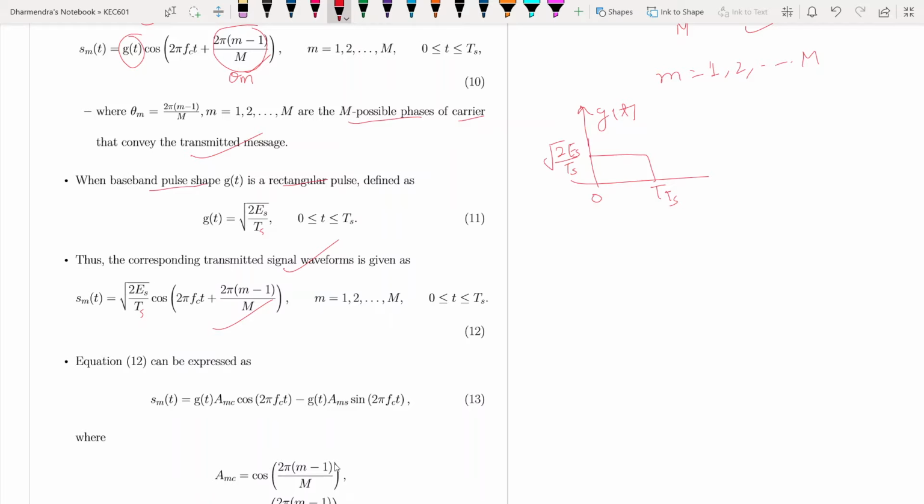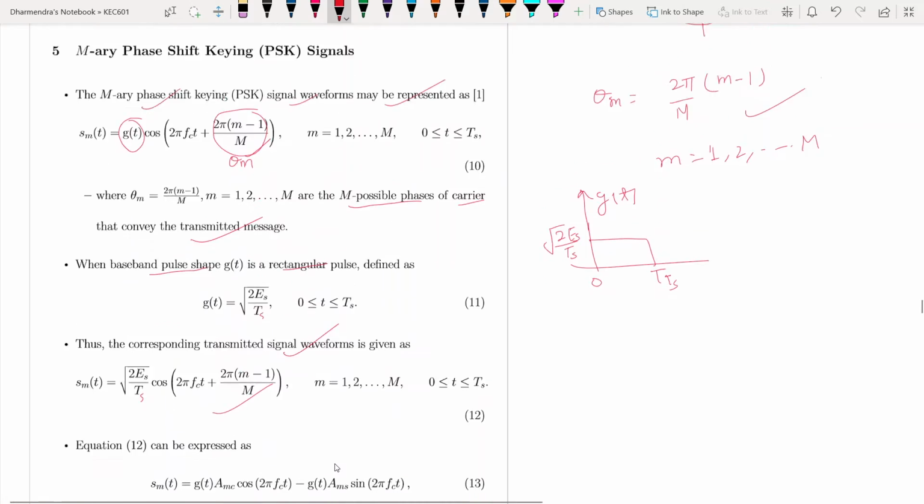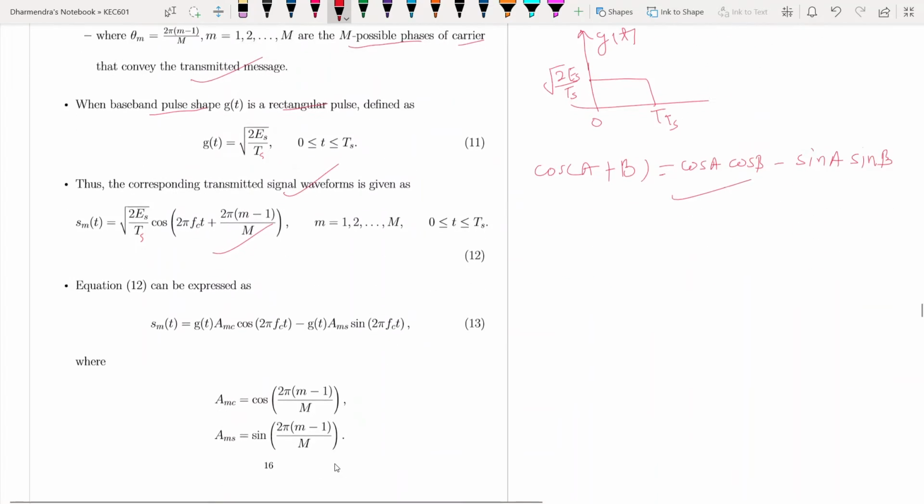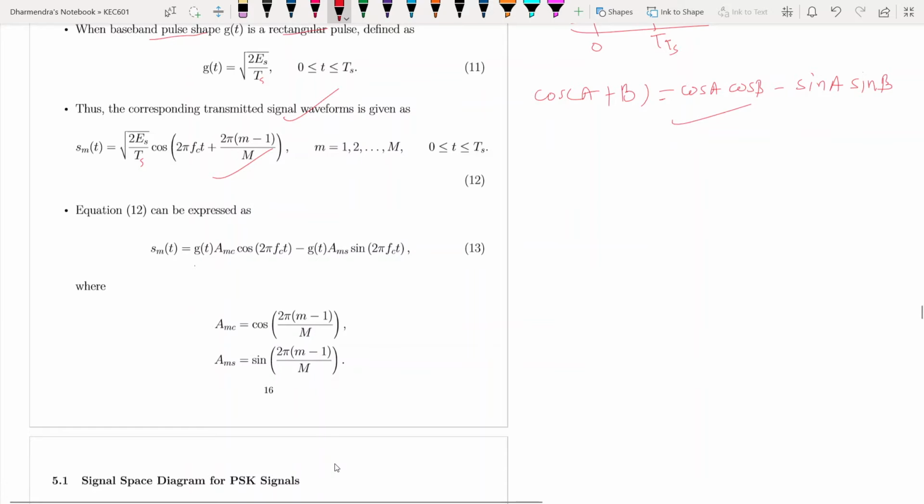So equation 10 or 12 can be expanded, because we know that cos(A plus B) can be written as cos A into cos B minus sin A into sin B. With the help of this trigonometric identity, I will expand this function, and I can write it like this: g(t) into Amc, that is cos 2 pi m by M, like this.